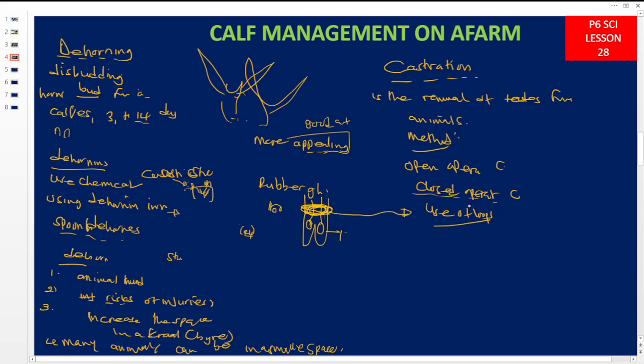Now with the closed operation, here we use a machine which is called a burdizzo, an instrument called a burdizzo. So this burdizzo is like a plier.